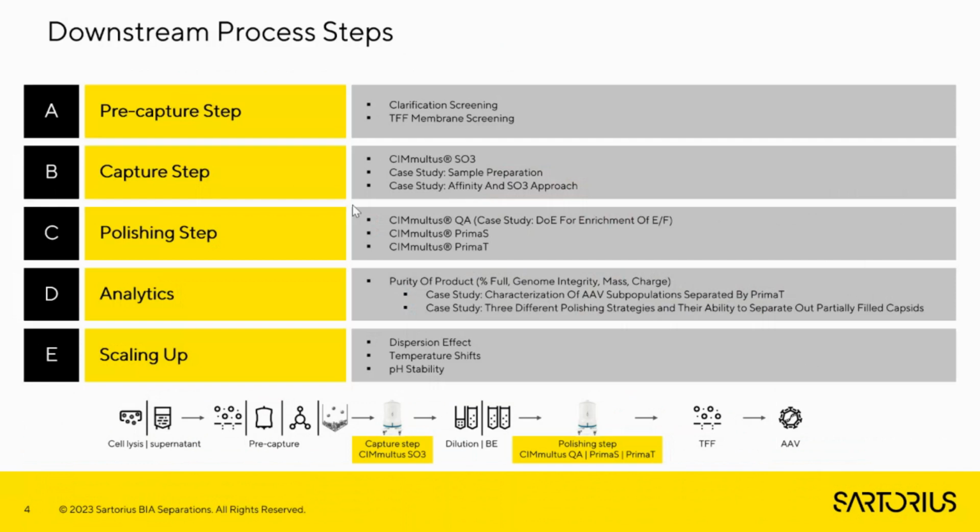So we will look at the purity of the product, the percentage of full, the genome integrity, its mass and charge differences, but also based on the two case studies. And lastly, we will touch upon the scaling up. So what are the critical parameters that we should look at and also have control over.